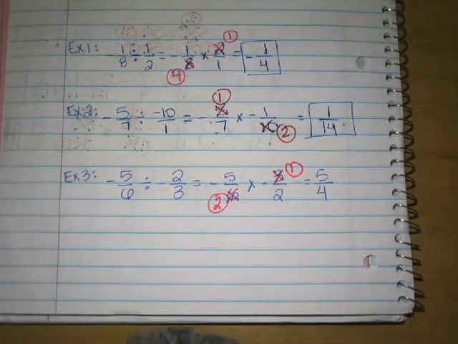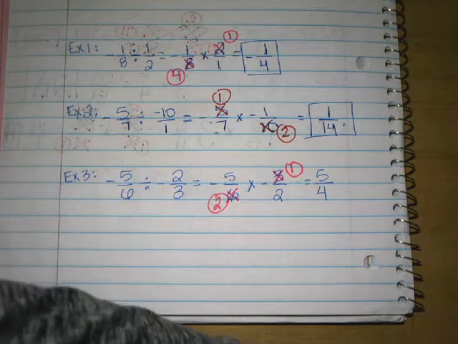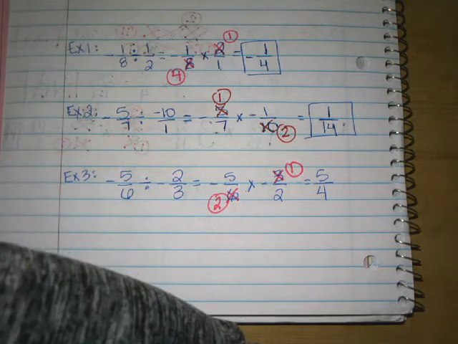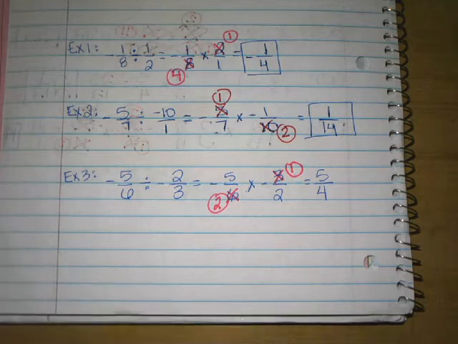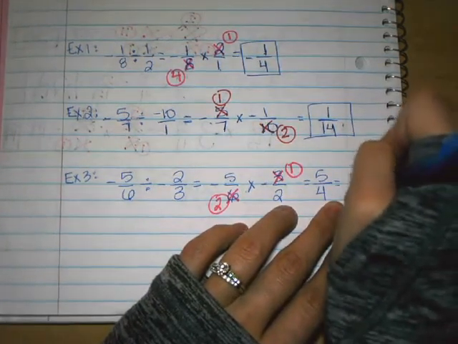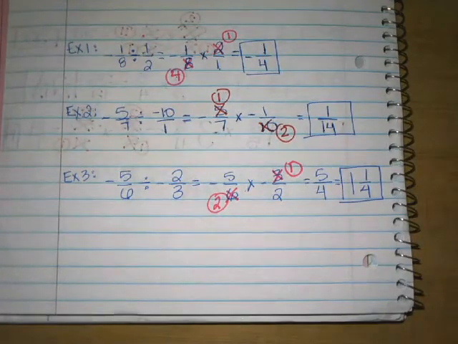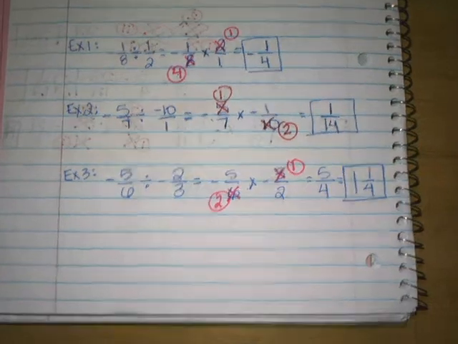What is that? Are we allowed to have improper fractions as answers? No. So we must change it to a mixed number. What is it? Positive or negative? Why? Signs are the same. Last question for our notebook.